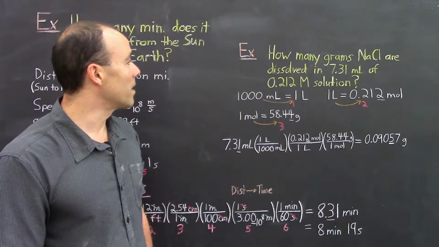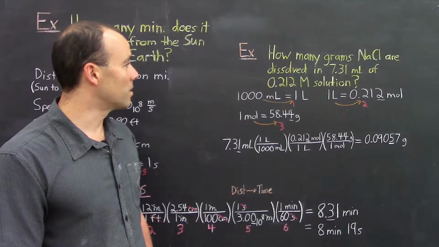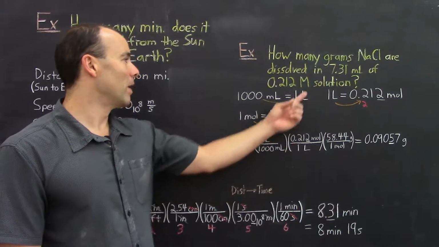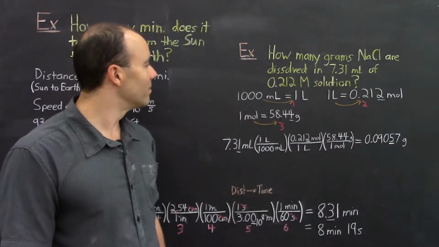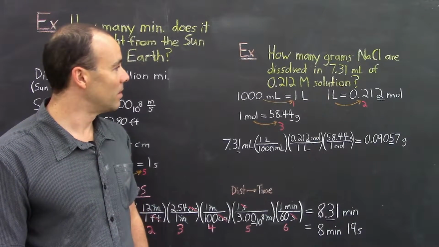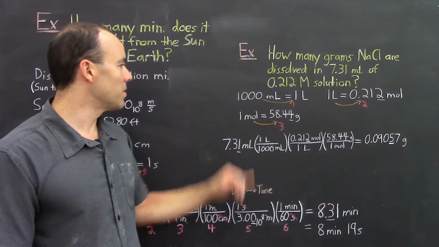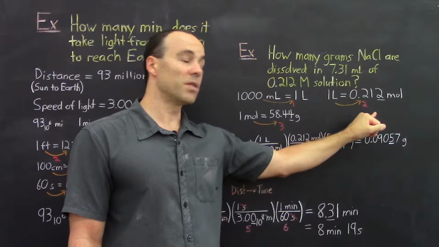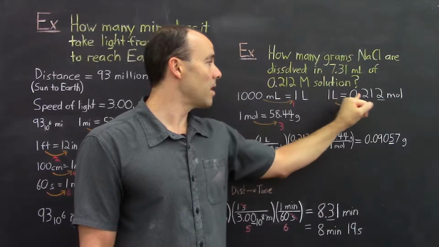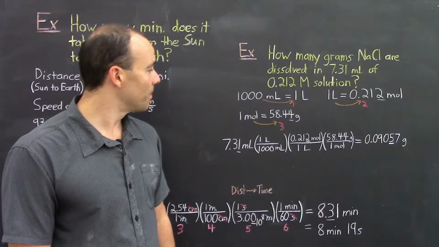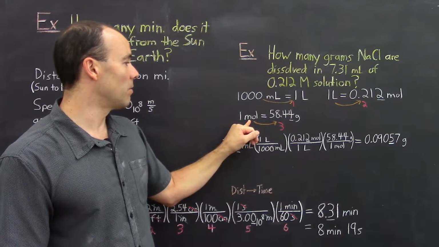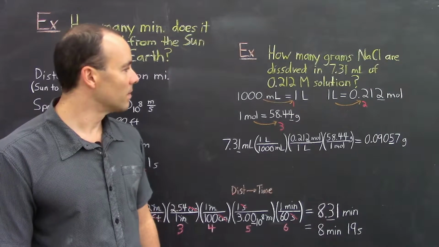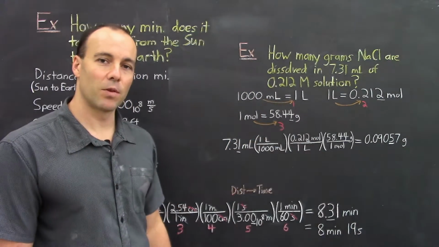In the second example, we're asked how many grams sodium chloride are dissolved in 7.31 milliliters of 0.212 molarity solution. You remember molarity tells you how many moles per liter. So we can start with the volume here and convert from milliliters to liters, and then using the molarity we can convert from liters to moles of sodium chloride dissolved. 1 liter is the same thing as 0.212 moles of sodium chloride. And then finally we can go from moles of sodium chloride to grams using the molar mass. For sodium chloride, 1 mole is 58.44 grams. We see this will take us 3 steps, so that means 3 conversion factors.